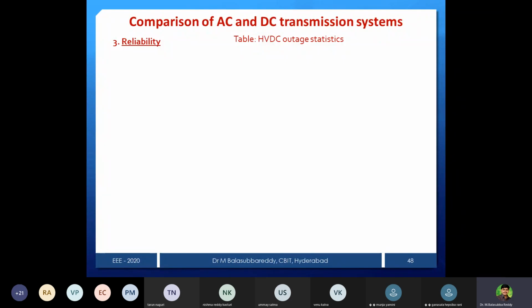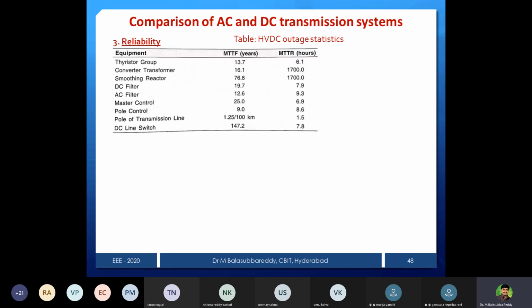Now I will show you the different time intervals in the reliability aspect: outage time, the equipment, and then mean time to failure. Another one is mean time to repair. If any fault occurs, how much time it will take to repair is also a very important parameter. Suppose a fault occurs and it takes more time to repair, then obviously reliability will be lower.